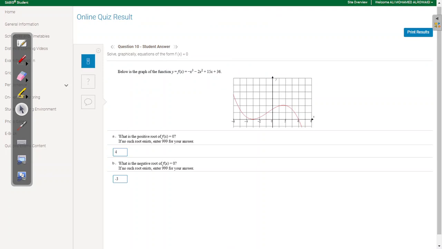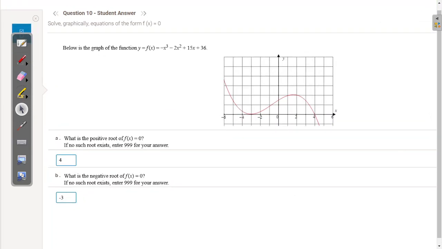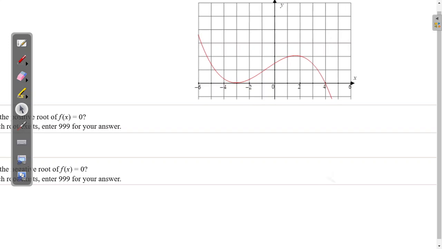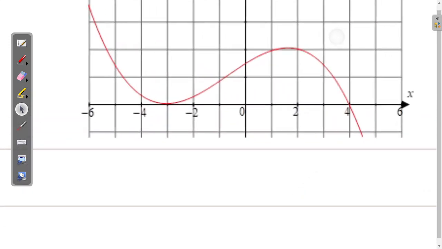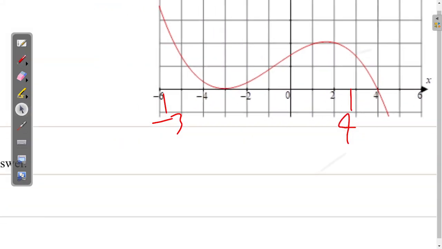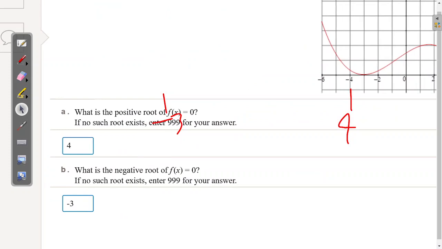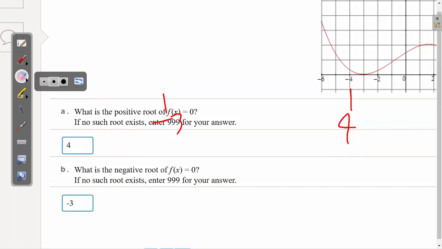Okay, what is the positive root of f of x equals 0? So when y is 0, when it touches the x-axis, you have 2 times when it touches the x-axis. Here, negative 3, and this here, at 4. They want the positive one, so 4. And then the other one they want negative, so you put the negative 3.